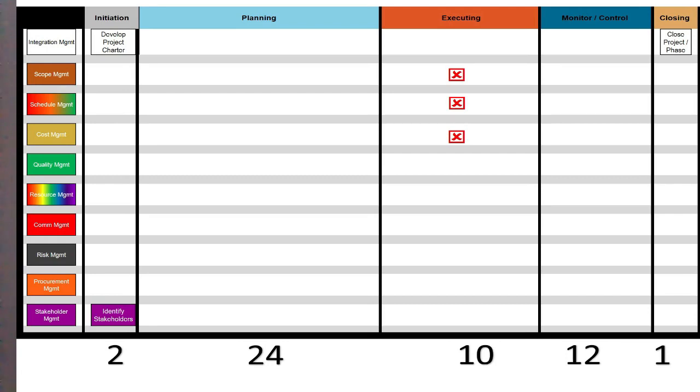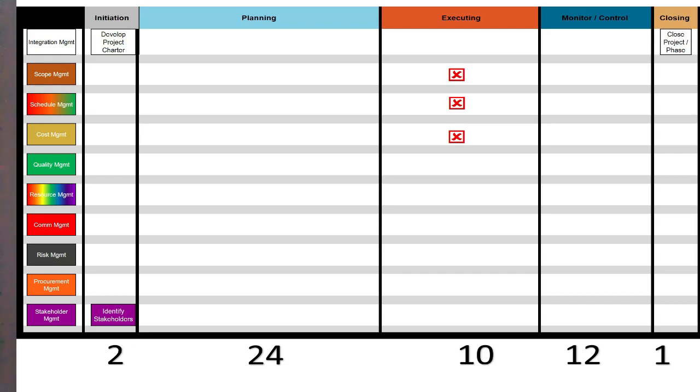Next step is the 2 under initiation, there's 1 under integration, there is 1 under stakeholder management, and then under closing there is 1 process area which is under integration. And then I marked there 3 X's, which stands for, you know, these 3 boxes we are not going to utilize. So this is the basic one, very simple.